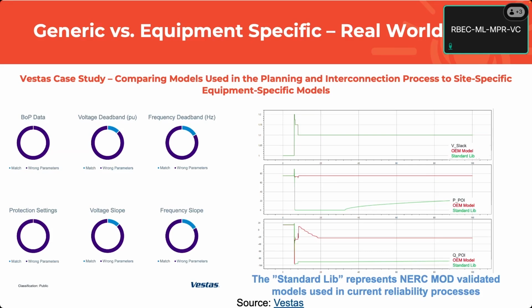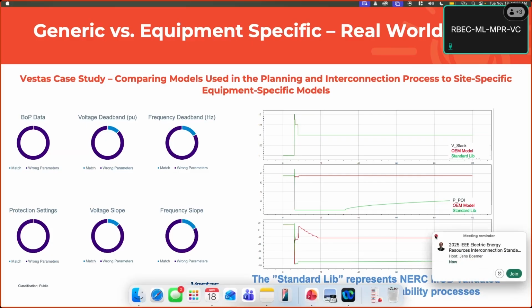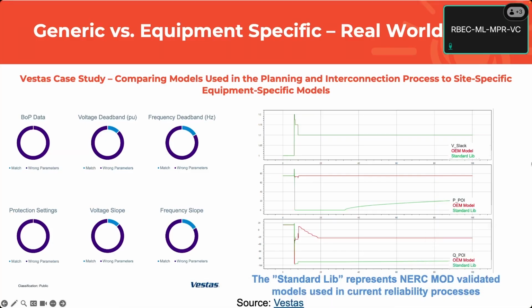It gets less bleak, I guess, when we look at the easy stuff like voltage and frequency deadbands. Maybe a fifth of them are pretty decent. Close out of that. But still, a lot of mismatch. And same with voltage and frequency slope. So there's a reason why these are out here.